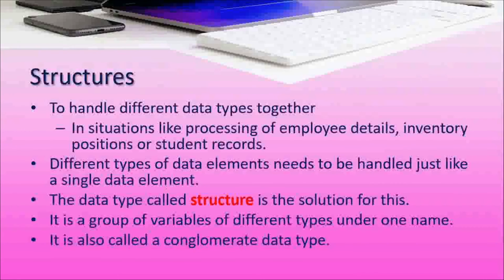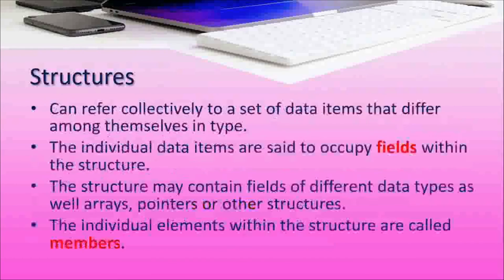That is, data type, structure is another data type. It is a conglomerate data type. It is also called a conglomerate data type because it combines many different data types together in a same name under one. A group of variables of different data types are considered under the same name. That is why it is known as a conglomerate data type. So it is a structure. The name of this particular conglomerate data type is a structure.